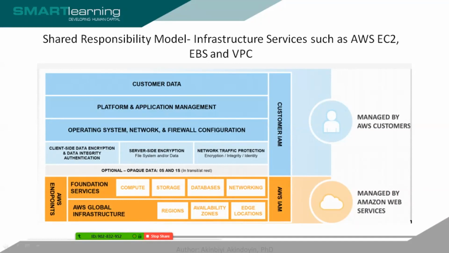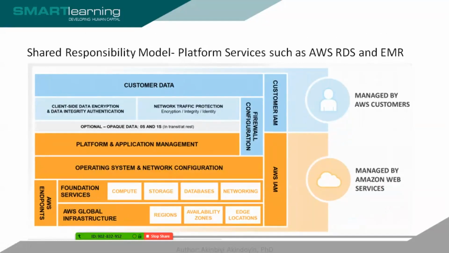And IAM, okay? How you manage users and all access to all these resources is still your responsibility. So let's say the next level of service is platform. There are some services within AWS that are platform oriented, so you just consume this platform. For example, RDS. RDS is for relational database. To use this platform, all you need to do is bring your data and build applications on it. You don't manage the underlying database.